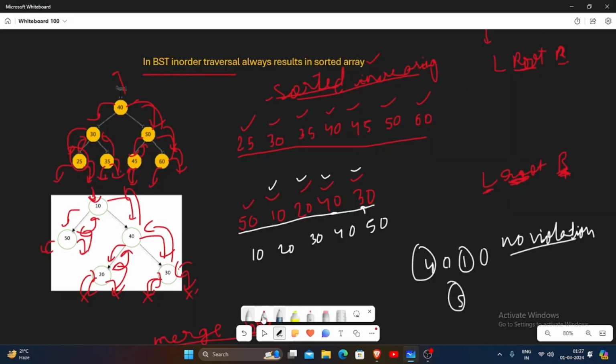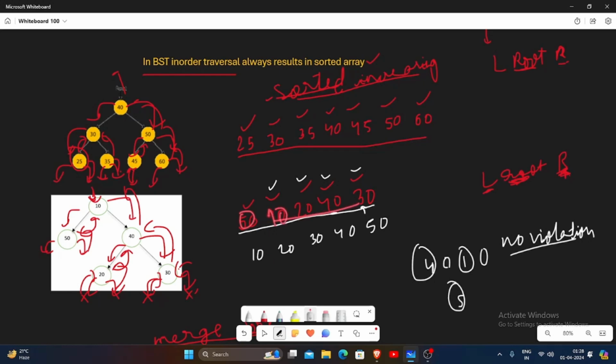Can you see what these actually are? 50 is not in its right position. It has to be somewhere here. So it is causing violations with these 4 elements. So we know 50 is causing violations with these 4.